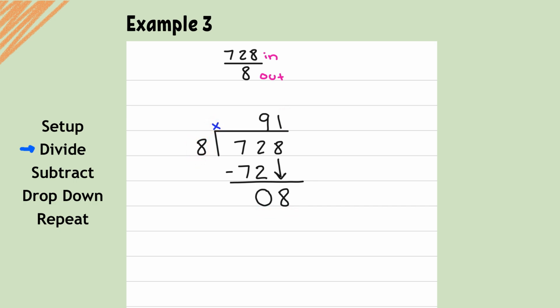Well, the answer is 1. 8 times 1 gives me 8, so therefore I'm going to subtract 8, and I'm going to get 0. Now I'm done because I used all of my numbers in my dividend. My final answer is 91.